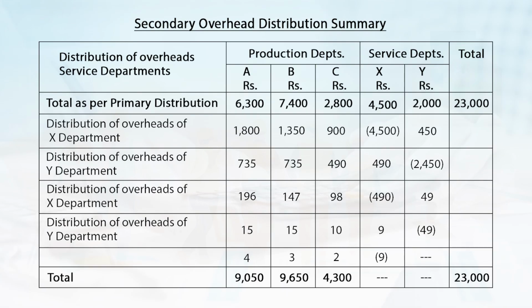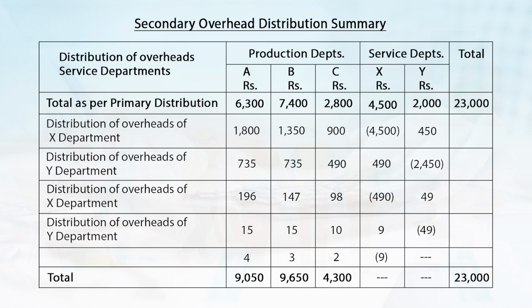Let us understand secondary overhead distribution summary using repeated distribution method. Here we will prepare 4 columns. First column for distribution of overheads of service department, second column for production department, where we will have 3 sub columns for production department A, production department B and production department C. Third column is of service department X and service department Y, and last column is of total.